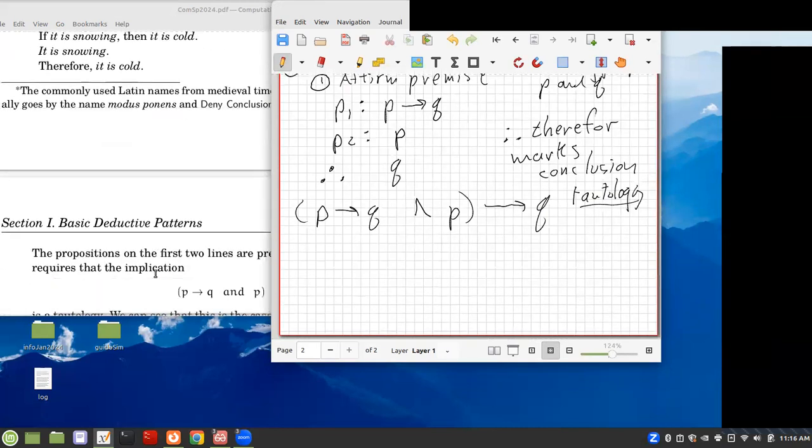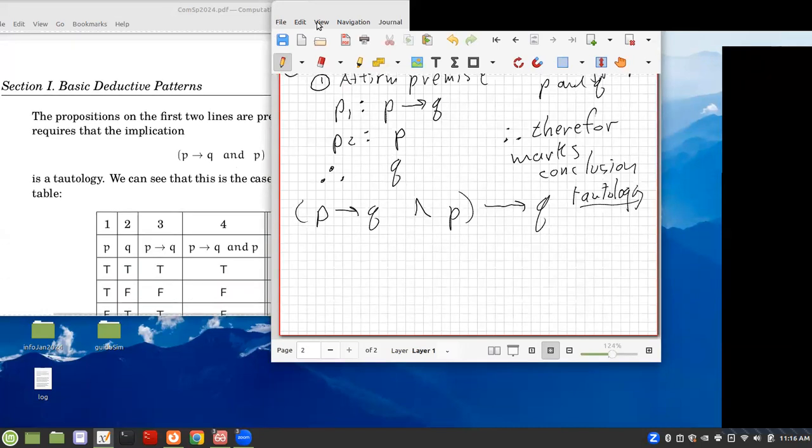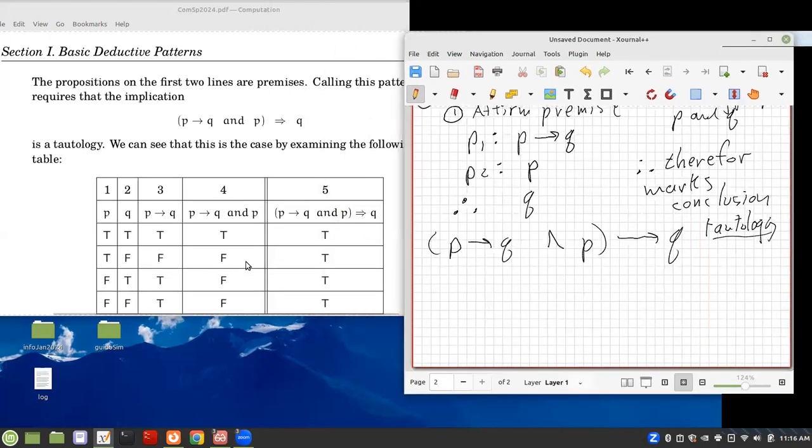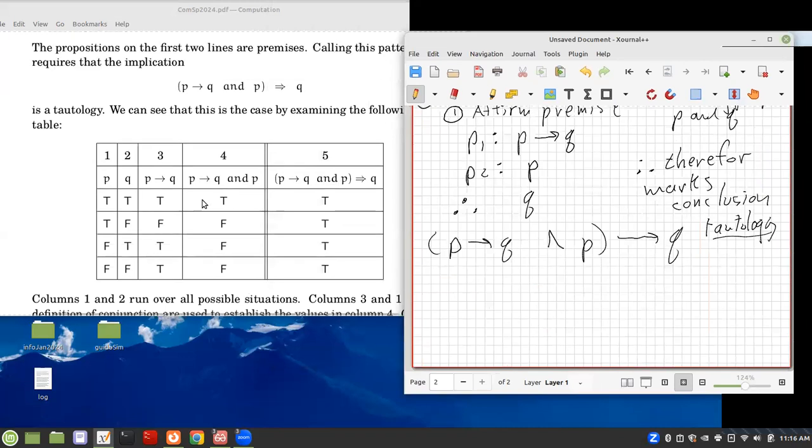Now, there are several ways to show this. One is via truth tables. Here's this inference: P implies Q and P implies Q. We want to show it's a tautology. Here's the truth table that shows this, because we use the definition of implies with P and Q here to get the truth values. The only way this can be false is if P is true and Q is false.